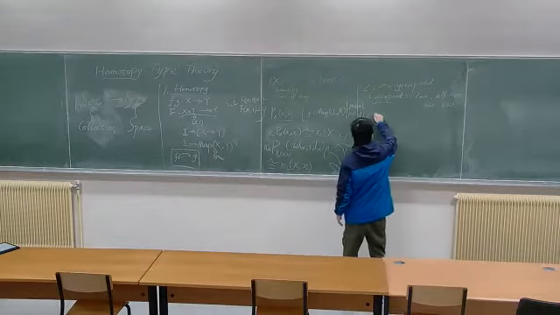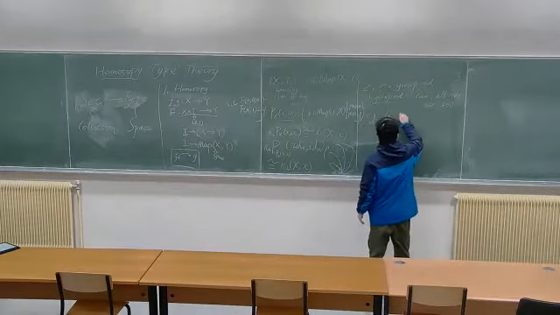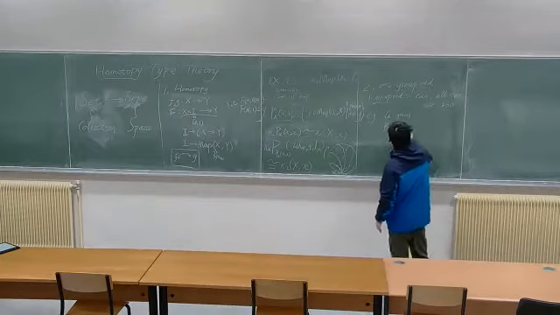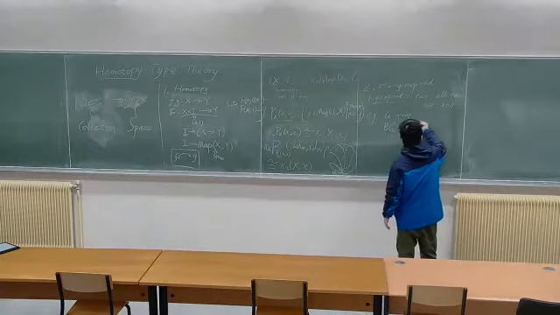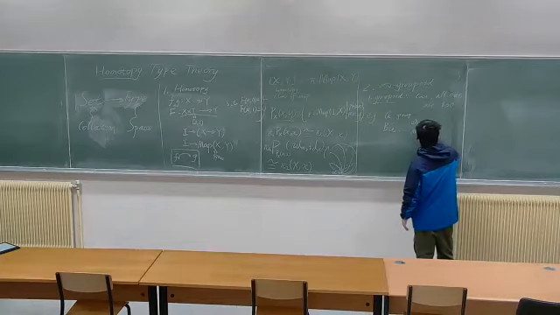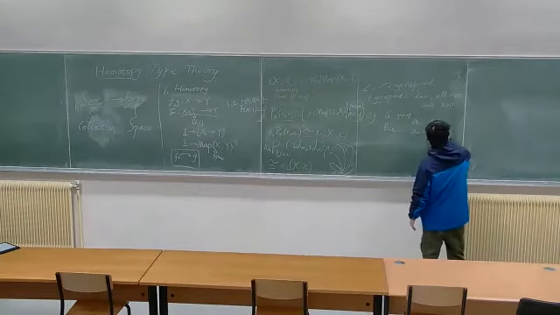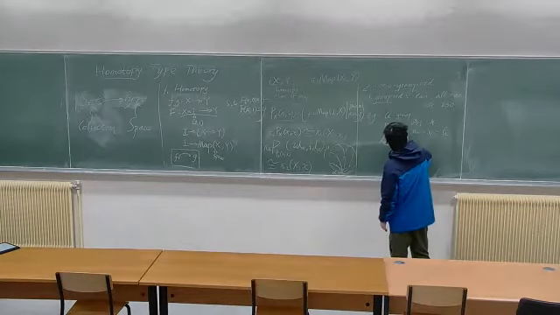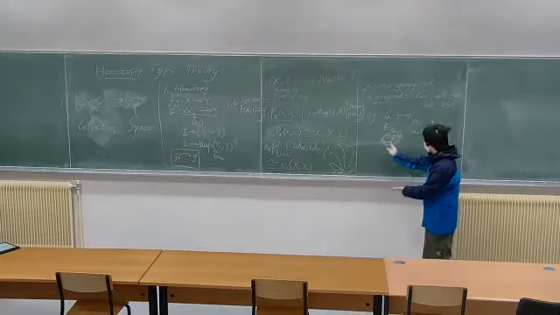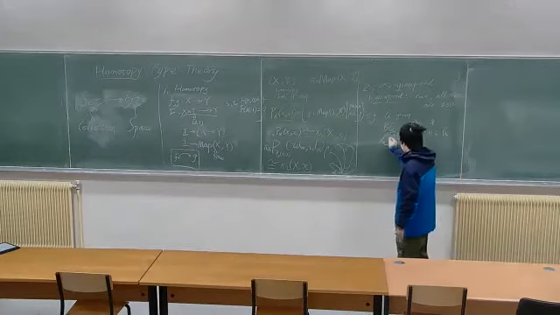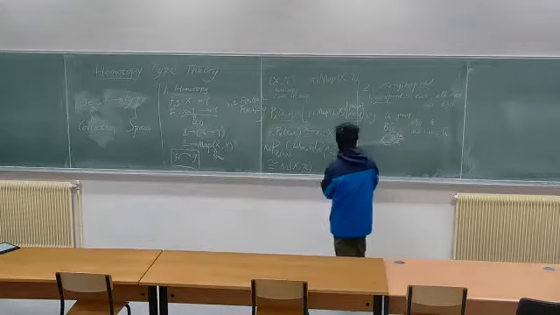Let me give you some examples. Given a group G, we can define a groupoid called BG, which has only one object, and its morphisms are just the elements g belonging to G. We can compose two morphisms, and since this is a group, everything can be inverted. So that is a groupoid.